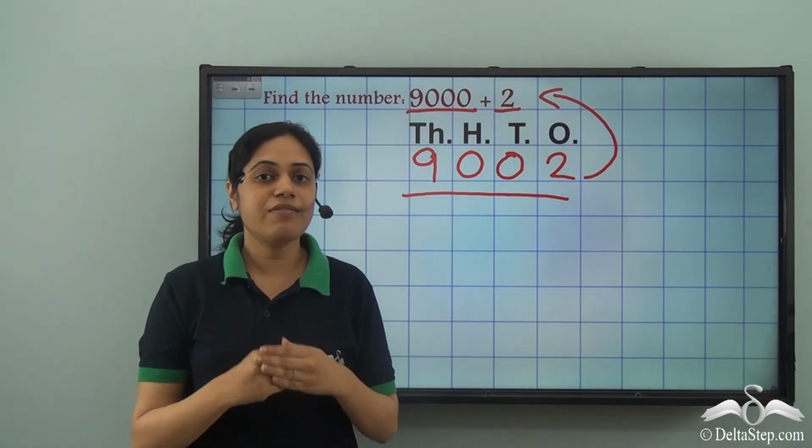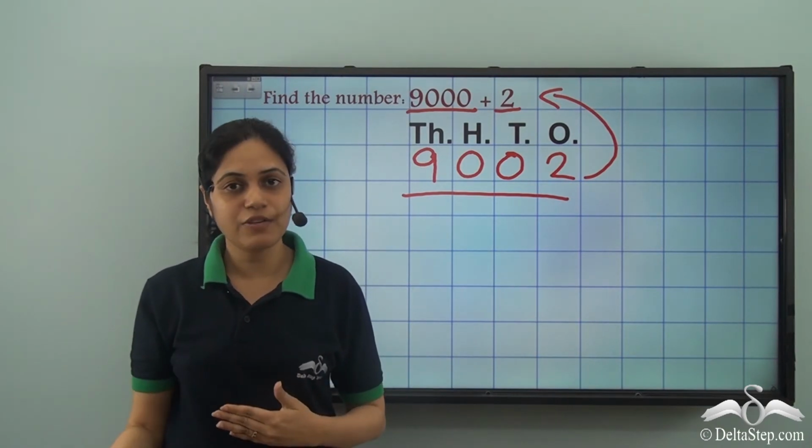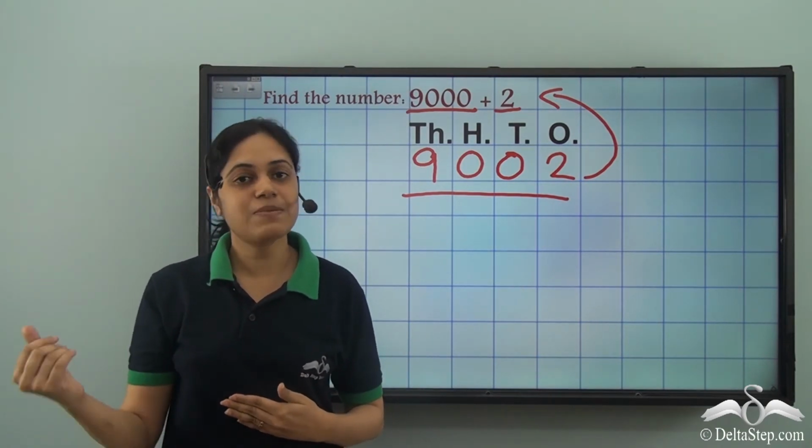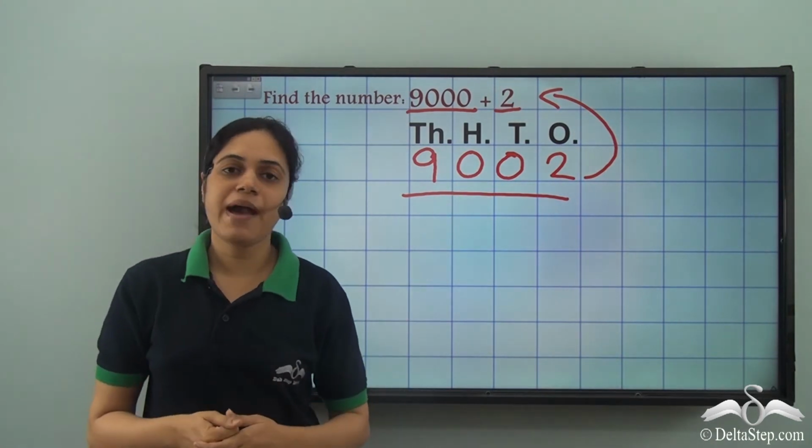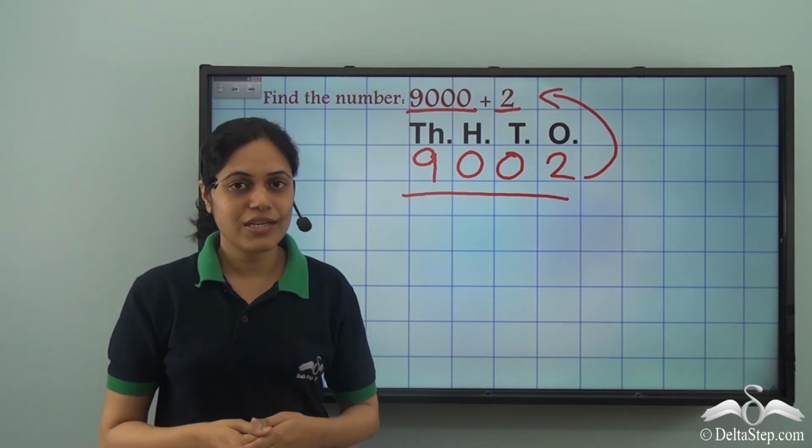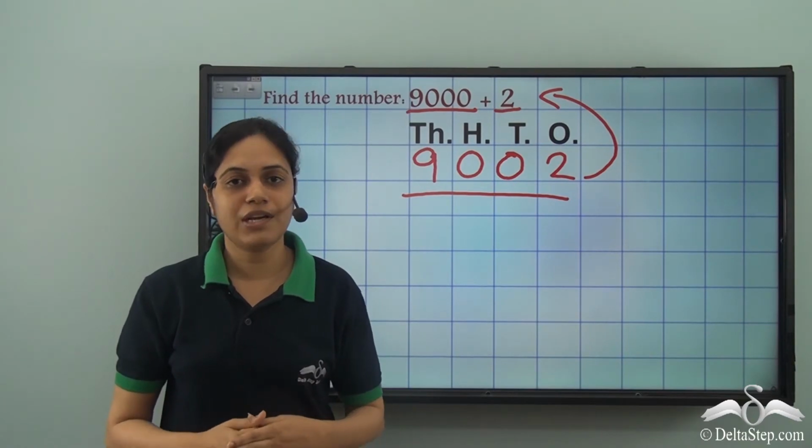So this is how, given a number, you can write the expanded form of the number, and given the expanded form, you can get back the number. So do practice it many times till you get them all correct.